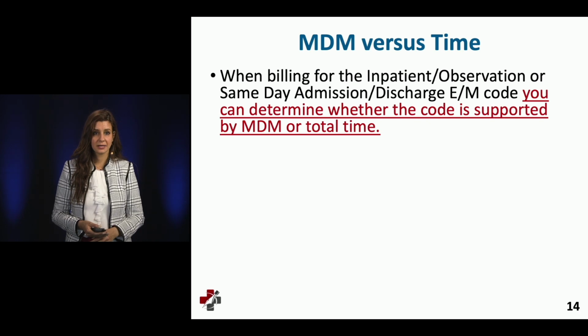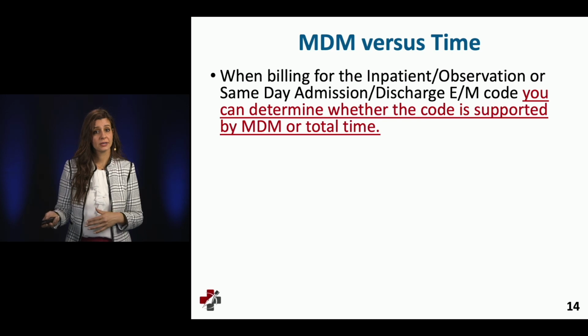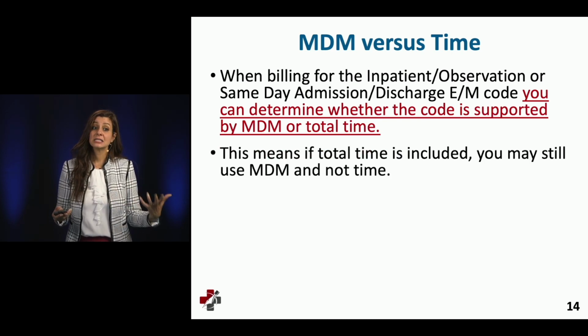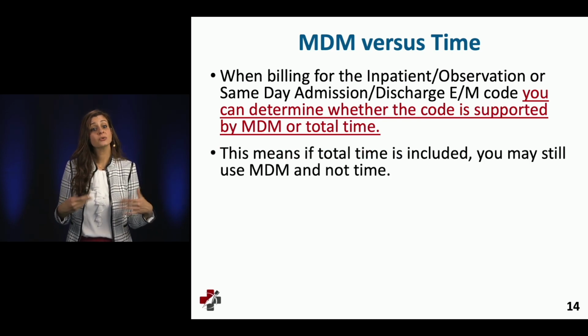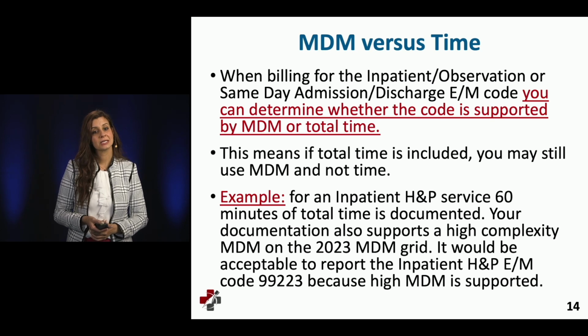So MDM versus time. So again, you can determine if you want to do MDM or time, total time. This means if total time is included, you can also use your MDM. So let's give an example. Let's say you have an inpatient HMP service 60 minutes. So that's the total time documented. And your documentation also supported a high complexity of MDM on the 2023 MDM grid. It would be acceptable to report the inpatient HMP EM code 99223 because the high MDM is supported.